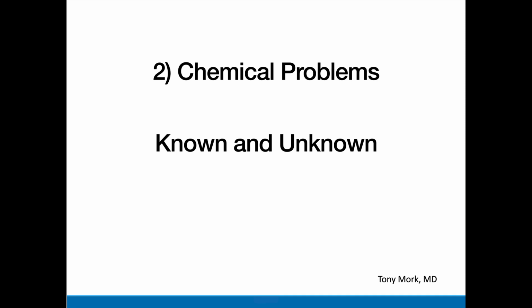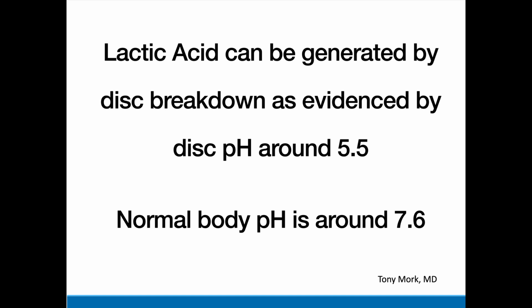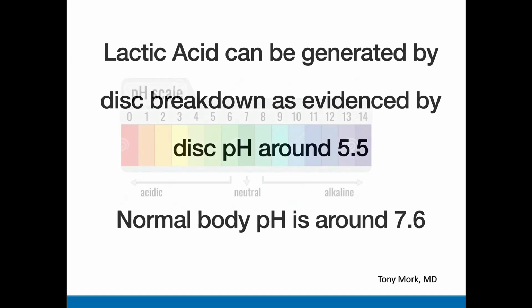So the second thing I want to talk about, in addition to the mechanical problems, are the chemical problems, and these are both known and unknown chemical problems. Lactic acid can be generated by disc breakdown, as evidenced by disc pH around 5.5, whereas the normal body pH is around 7.6. And I've taken enough pH samples from the cases I've done to have confirmed this.